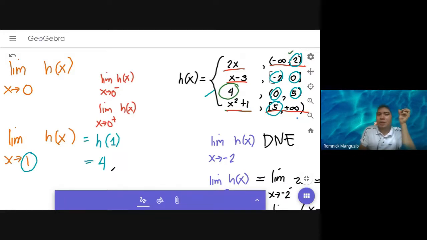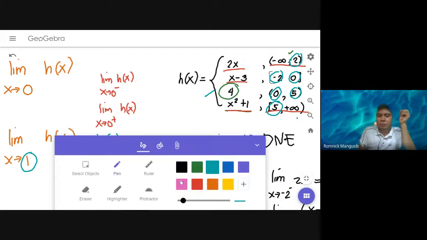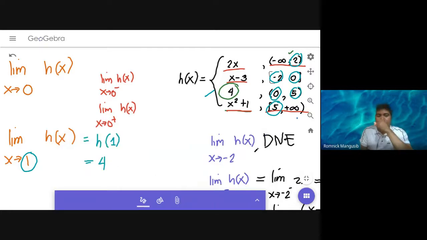Now to start, you check the left of 0. So what about the limit of h of x as x approaches 0 from the left? Magagamit natin itong second, wherein this will now be written into limit of x minus 3 as x approaches 0 from the left. Substitute, you let x be equal to 0. So we have 0 minus 3. So the answer is negative 3.